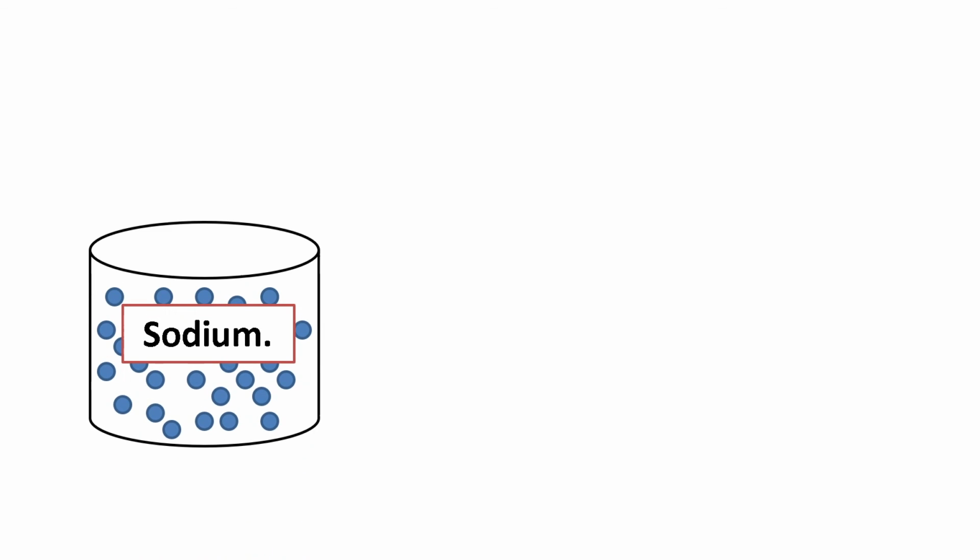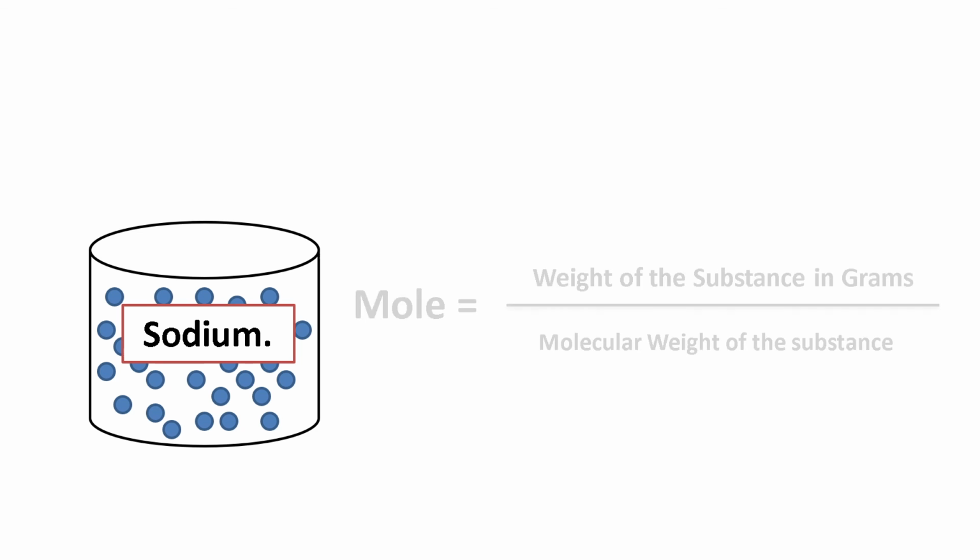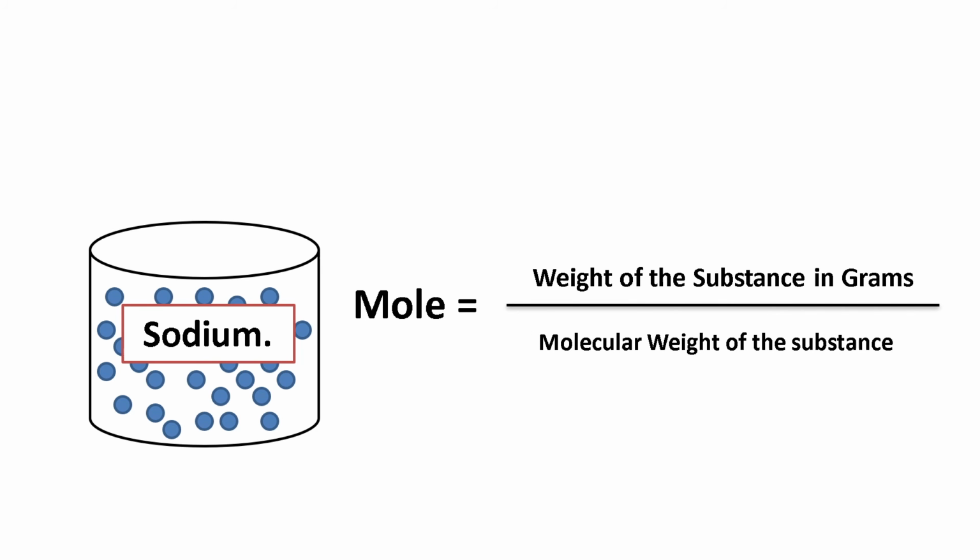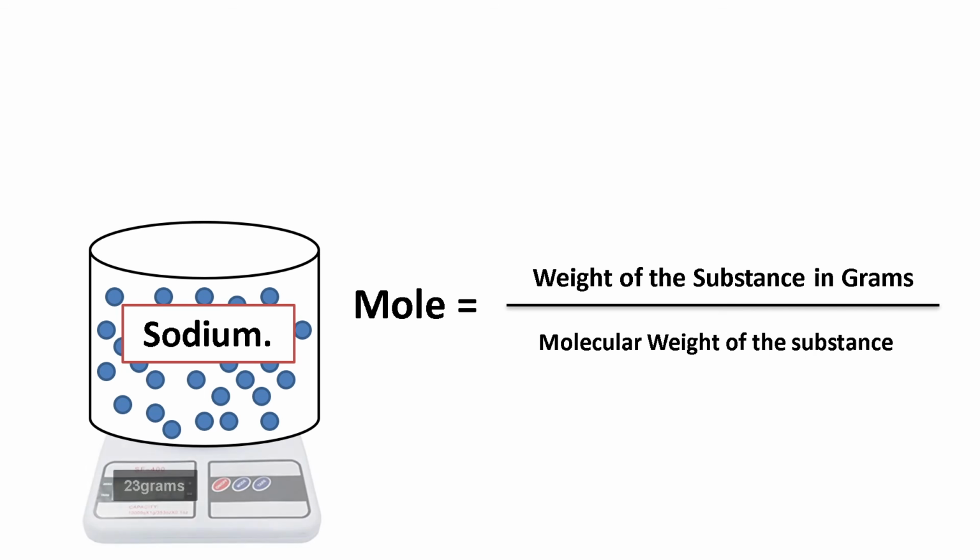In this example, we have some amount of sodium in a container. In order to find the number of moles of sodium that the container has, we have to use the mole formula. The first thing that we should do is to find out the total weight of sodium that is present in the container, and we find it to be 23 grams.